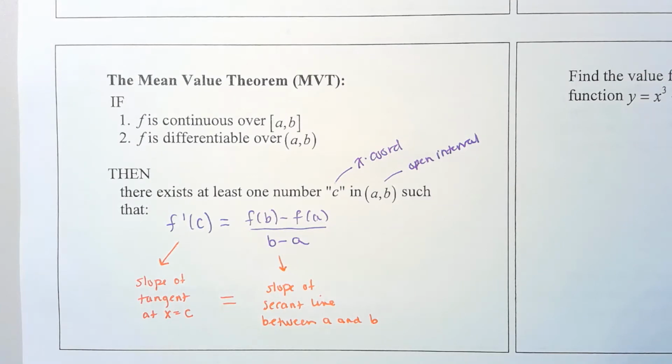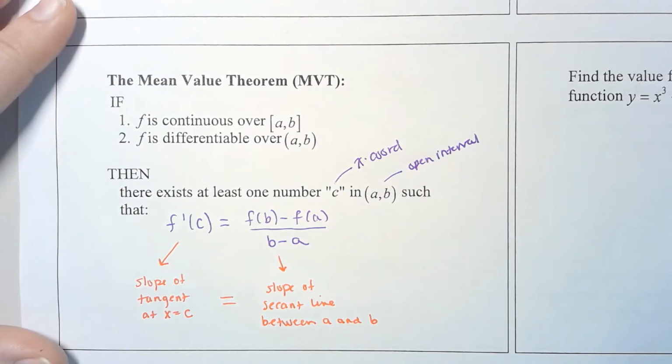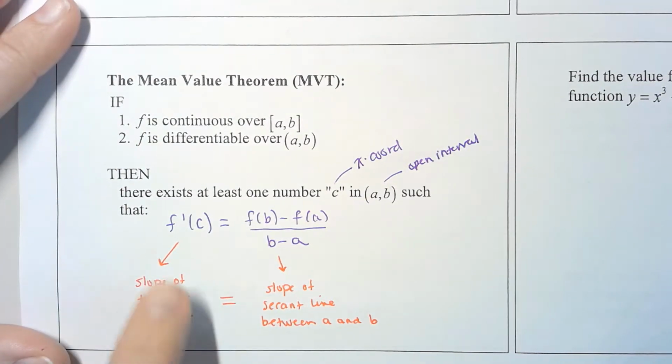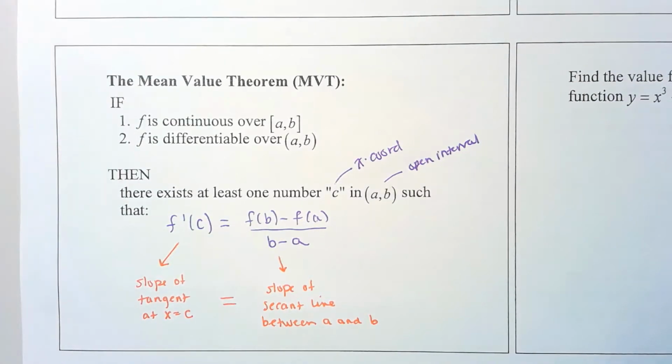But we're essentially saying if your graph is continuous and if it's differentiable, there will be a point, at least one point in time, where the derivative is equal to the slope between the endpoints. That's all we're saying. Pause if you need to. We're going to slide over here and see how this works.